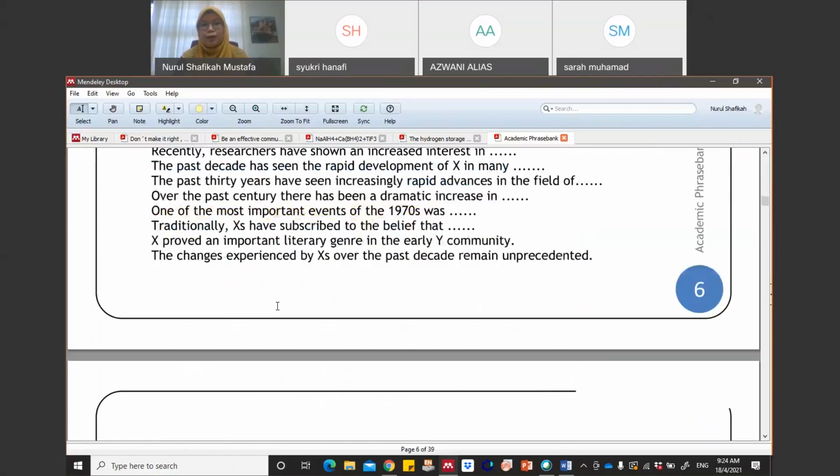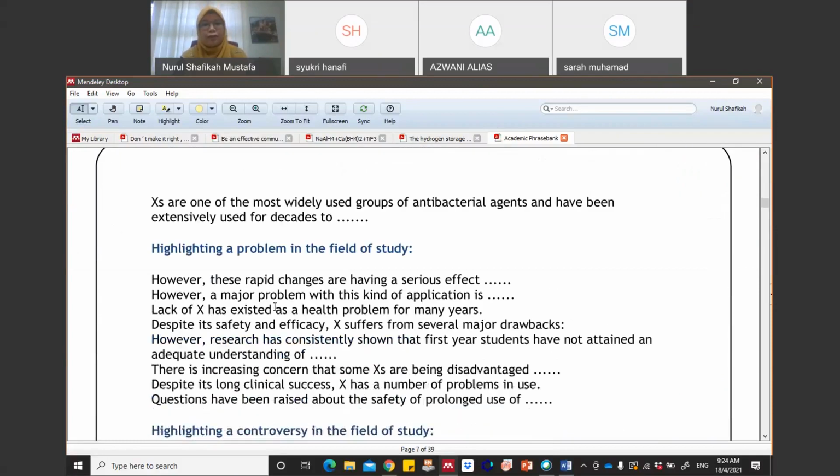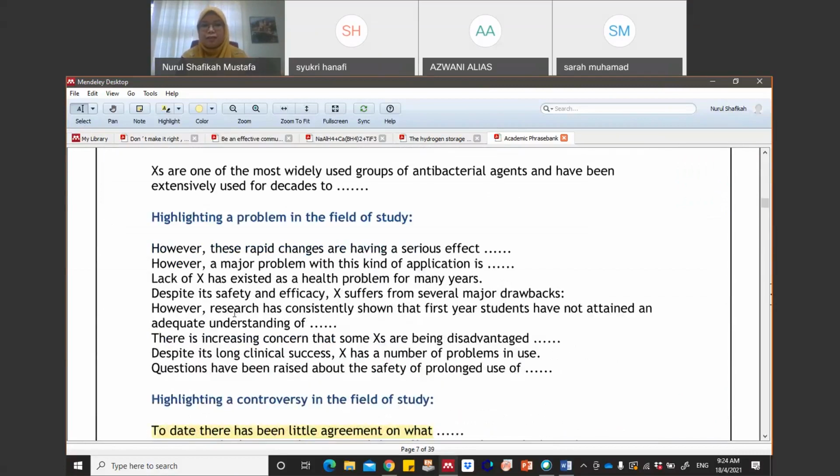So this is one of the tools that really can help you actually. So maybe, for example, highlighting a problem in the field of study, what is the gap in your study? So these few ideas you can choose. For example, however, research has considered that the first year have not. So in my field, I want to fulfill all the, macam tu lah maksudnya. Okay.